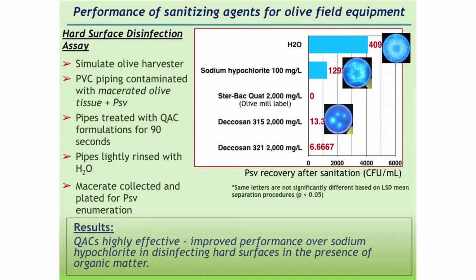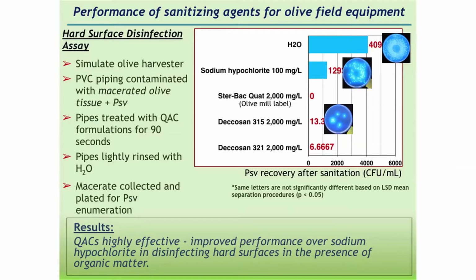We look at hard surfaces. We contaminate them, like the beater bars, which are made out of PVC, and this PVC piping is used for automated harvesting systems, and some of the grape harvesters that are used for olive.